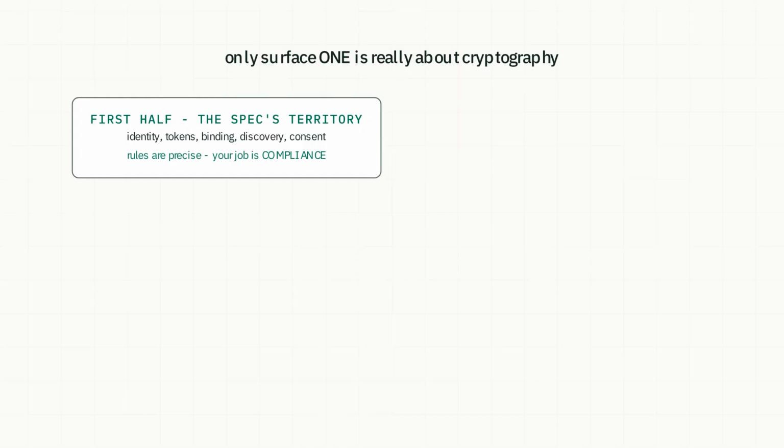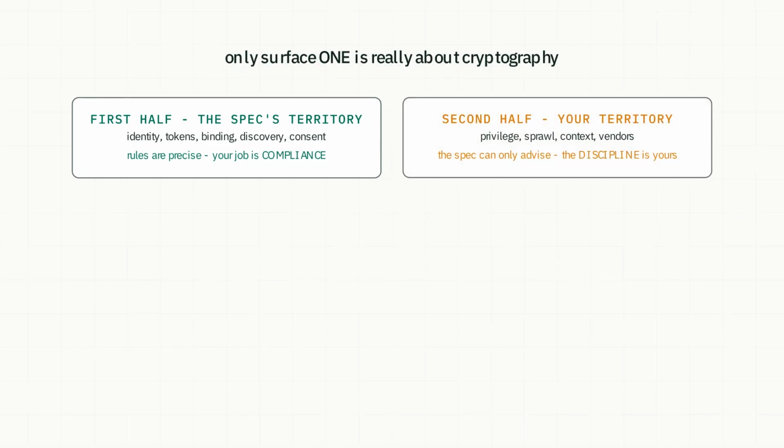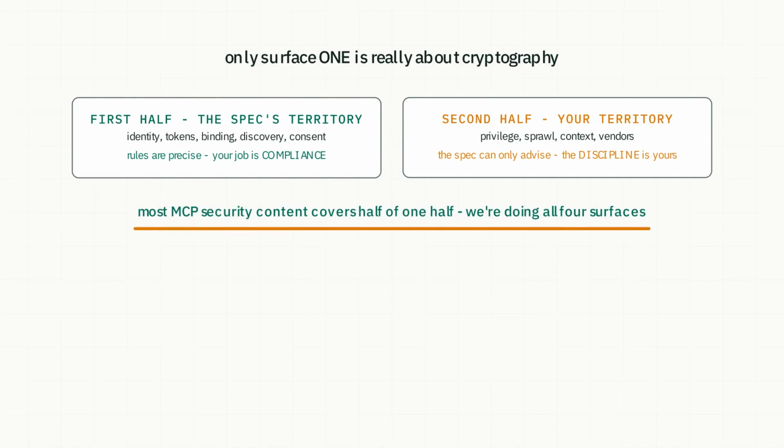That's why this video splits cleanly in half. The first half is the specification's territory, identity, tokens, binding, discovery, consent, where the rules are precise and your job is compliance. The second half is your territory, privilege, sprawl, context, and vendors, where the spec can only advise and the discipline is yours. Most MCP security content covers half of one half. We're doing all 4 surfaces.